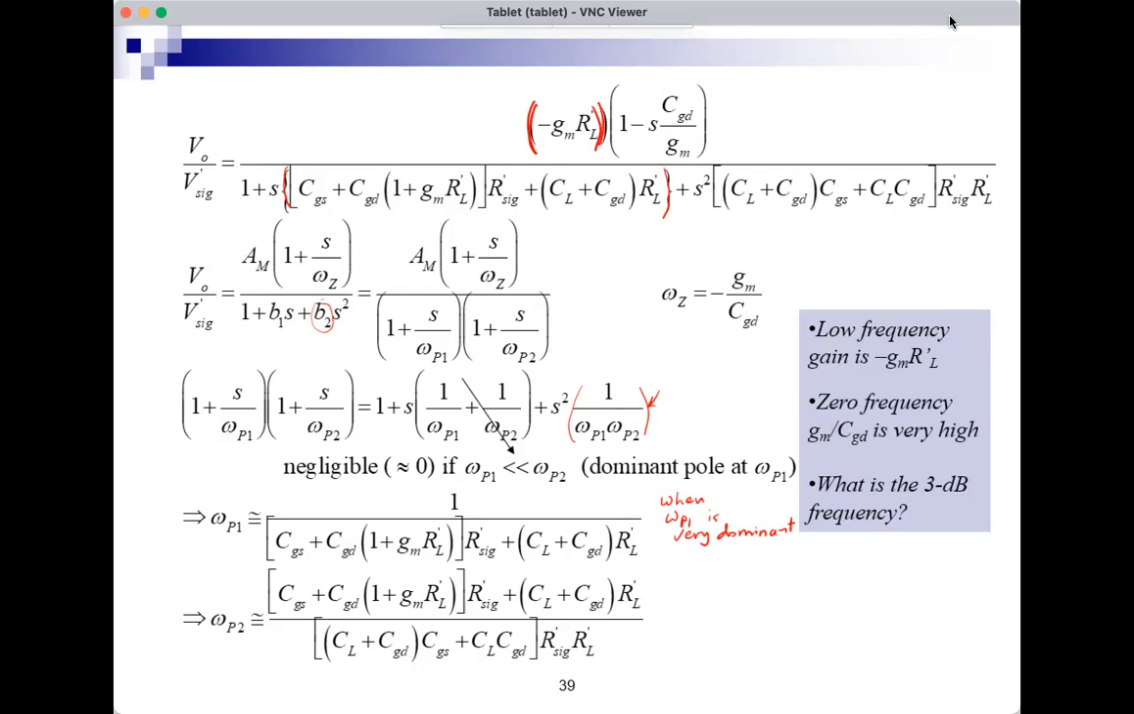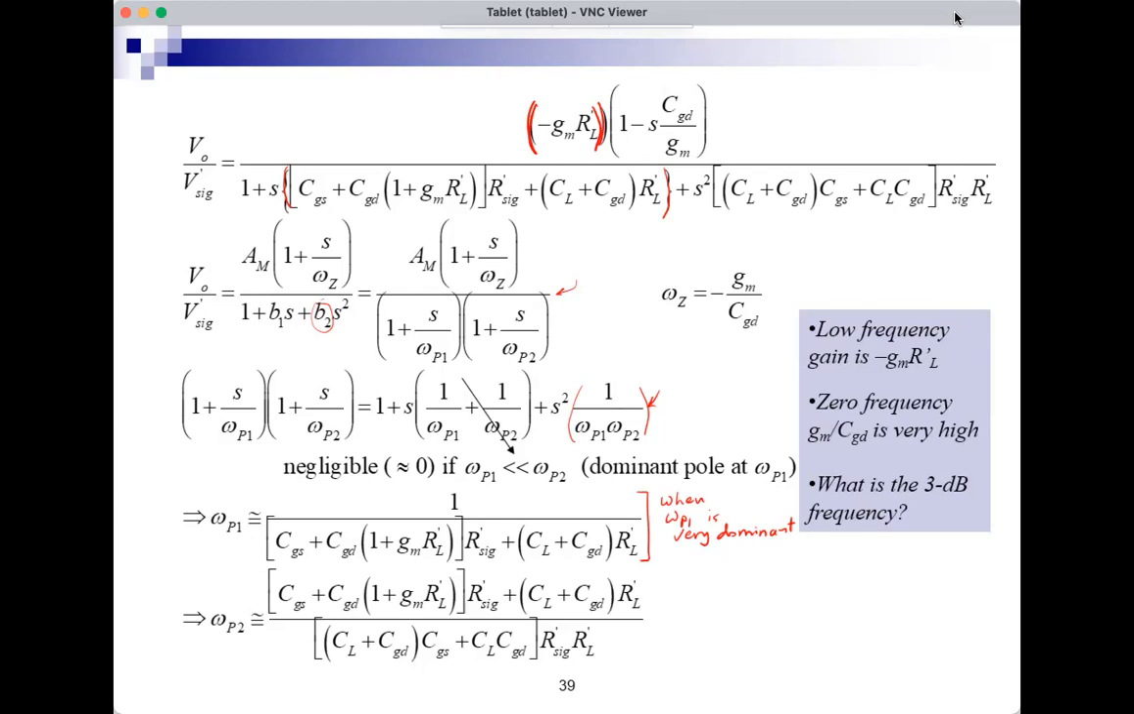And to answer the question, what is the 3 dB frequency? Well, if one of the pole frequencies is very dominant, then this would be a good estimate. If not, as we said, we can go back to this and solve the quadratic equation exactly and get omega P1 and omega P2. So this is what we can do with this transfer function.